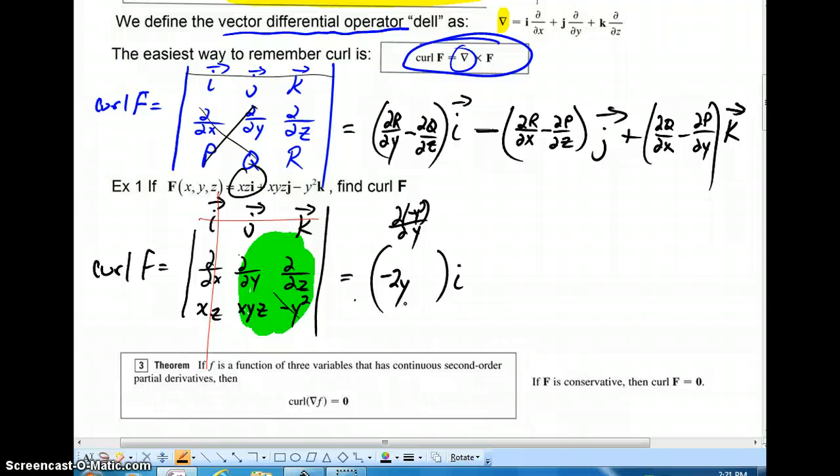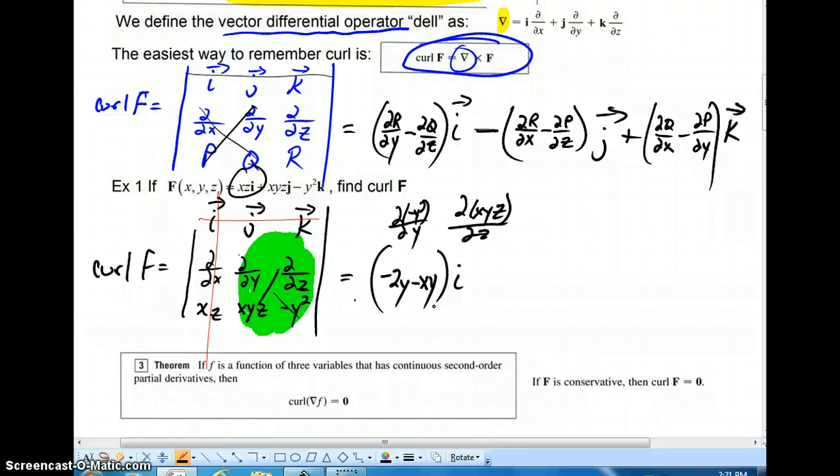And then we come over here to our other diagonal, and we'd say, do you know what? I've got to take the derivative of xyz, but with respect to z. And what would that be? xy, and I'll just say minus xy. That's your component of I. That's what goes out in front of I.